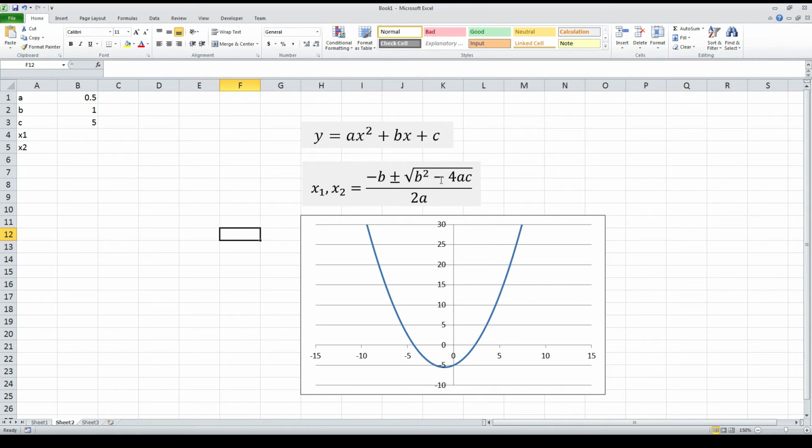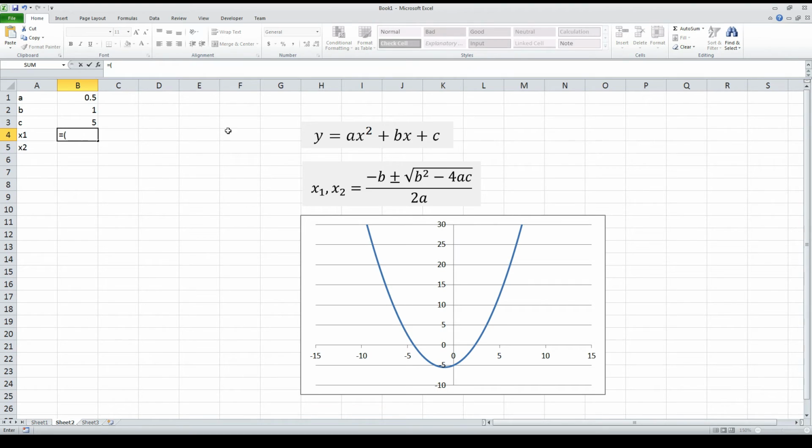So going through this equation, we've got minus b plus or minus, so 1 for plus, 1 for minus, that's why we have two answers. Plus or minus the square root of b squared minus 4ac, and all of that is over 2a. So for x1, I'm going to have the positive version, so I'll start with an equal sign.